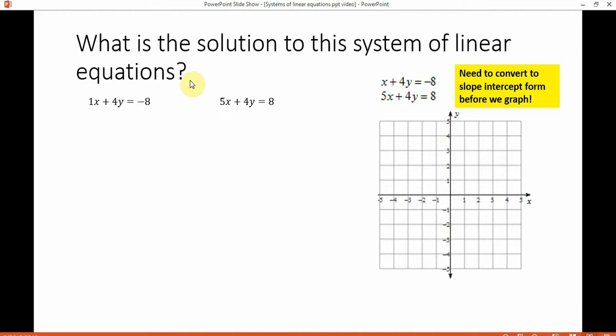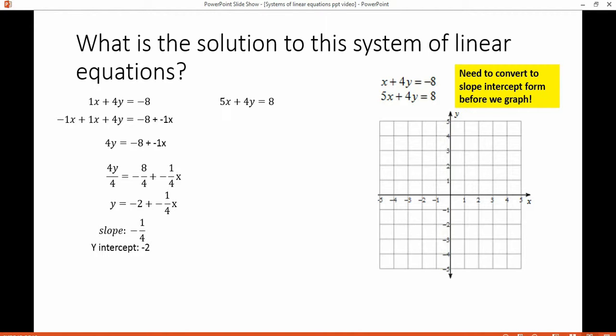I'll do this one first. First thing we need to get rid of is my 1x. I'm going to add negative 1x to each side of this equation, and that will get rid of this 1x from my side with my y. After that, I'm going to divide each side of my equation by 4, and this is what will result: y equals negative 2 plus negative 1/4 x. This means that my slope is negative 1/4 and my y-intercept is negative 2.